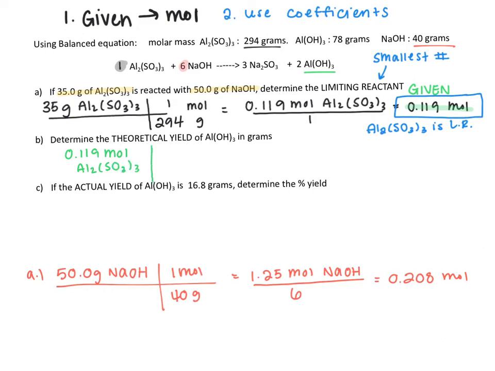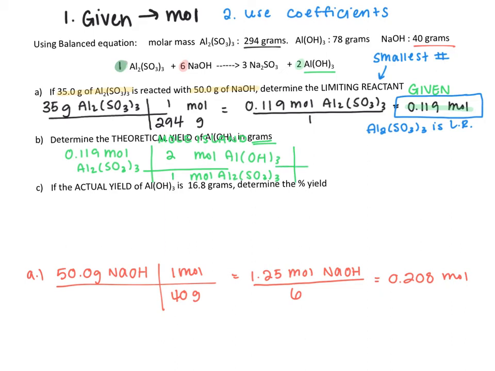Now that I have that number solved, I'm going to make a train track. I'm starting at moles, and I need to end at moles of Al(OH)3. So I'm going to be at my mole island. I know it's hard to tell. I'm at mole island, and I put my moles of Al2(SO3)3 on the bottom and my moles of Al(OH)3 on the top. I'm going to look at my balanced equation to do my coefficients. So I have 1 on the bottom, 2 on the top, and I want to end in grams.